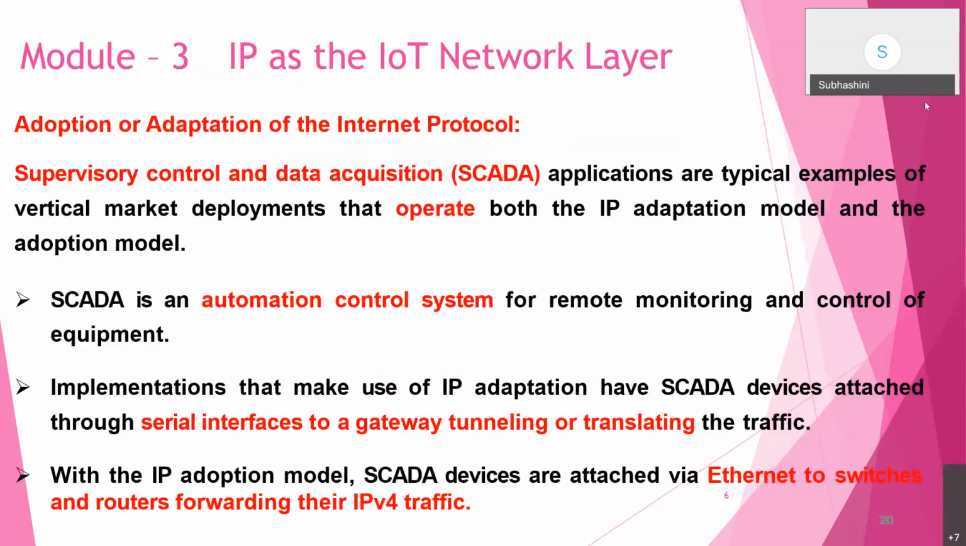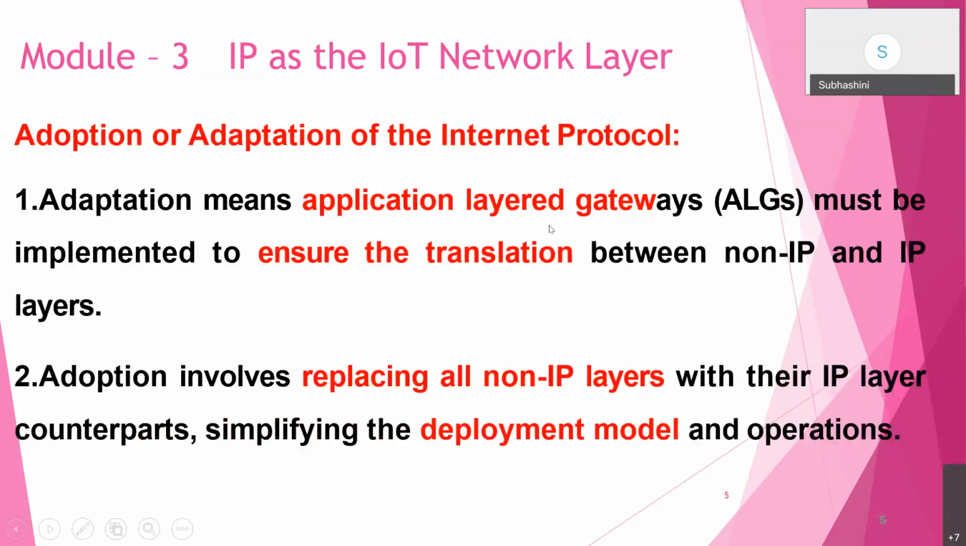So what I can do is take up the existing type of devices which are non-IP and I can take up IP devices. I can establish communication between these two. So that's nothing but the adaptation model. In the adaptation model, I make use of these type of devices, ALGs we call them. These ALGs will communicate between non-IP and IP devices.